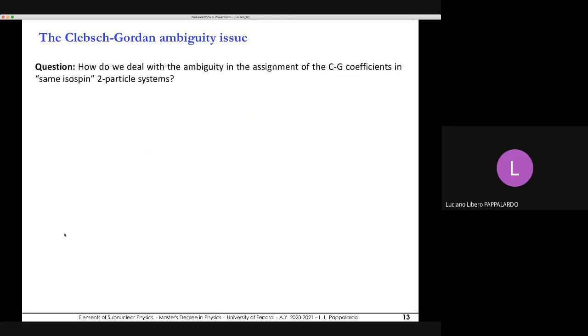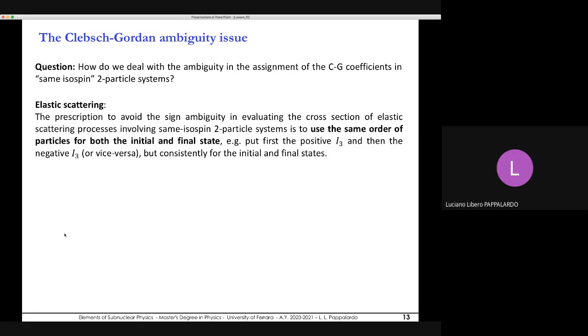So I think we can summarize the answer to this question in three different scenarios. For elastic scattering, the prescription to avoid the sign ambiguity in evaluating the cross-section of elastic scattering processes involving a same-isospin two-particle system is to use the same order of particles for both the initial and the final state. So either first put the positive I3 and then the negative, or vice versa, but consistently for the initial and the final state. And then you get the right answer.